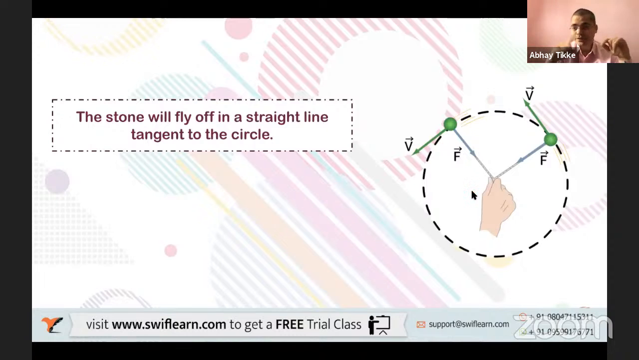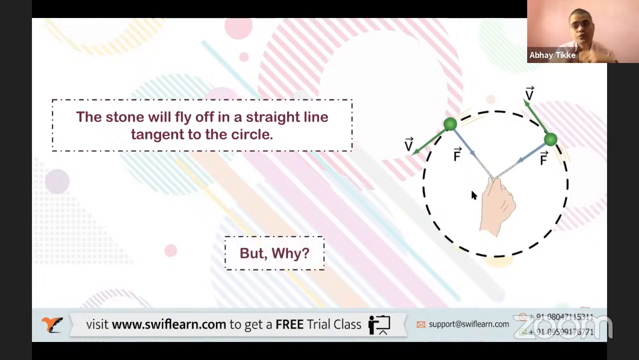As we discussed, in circular motion at every point the direction is different, and for uniform circular motion the speed will be the same, right? So the question now is why it will always leave along the tangent path.